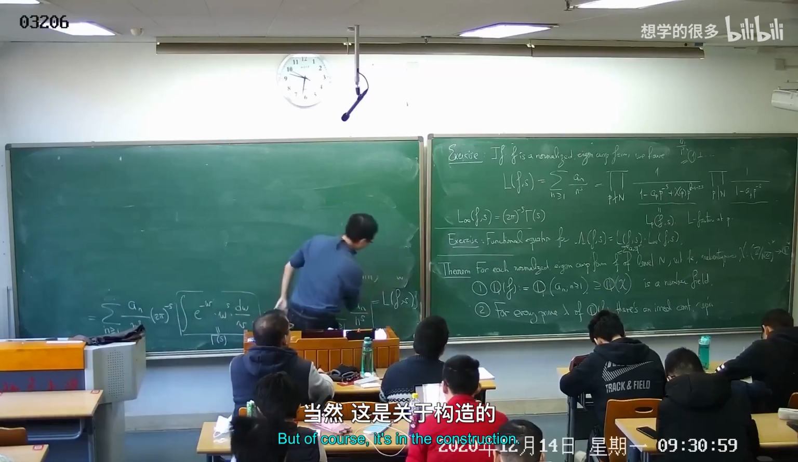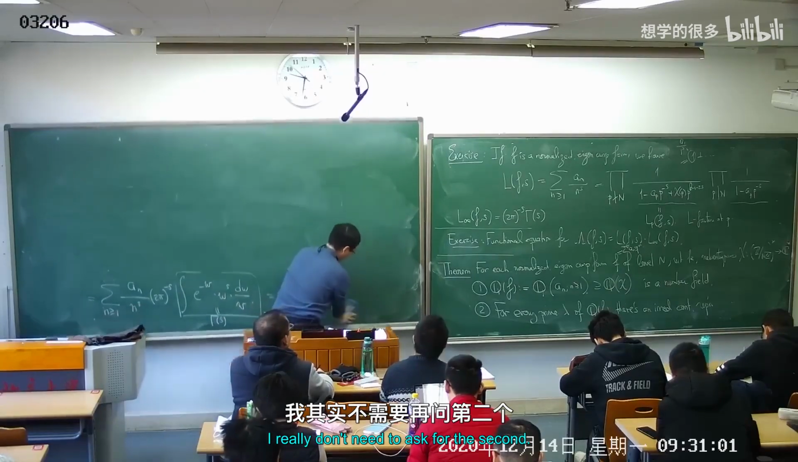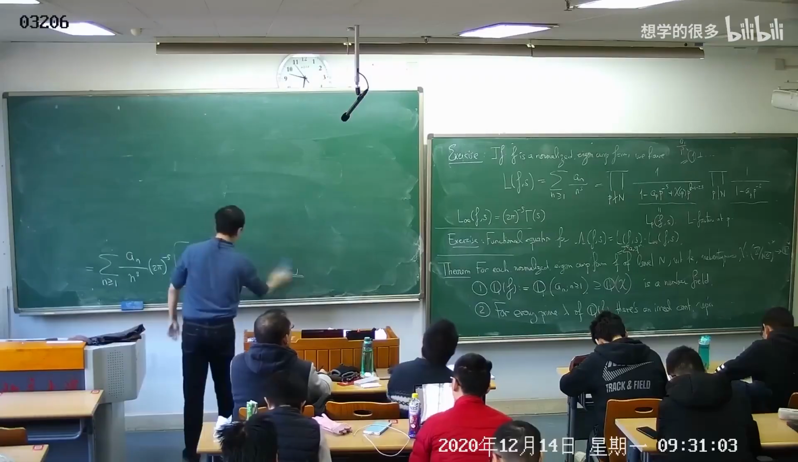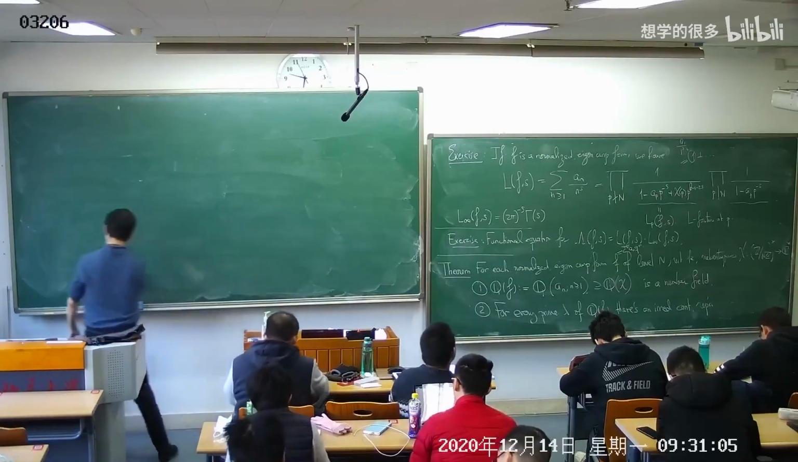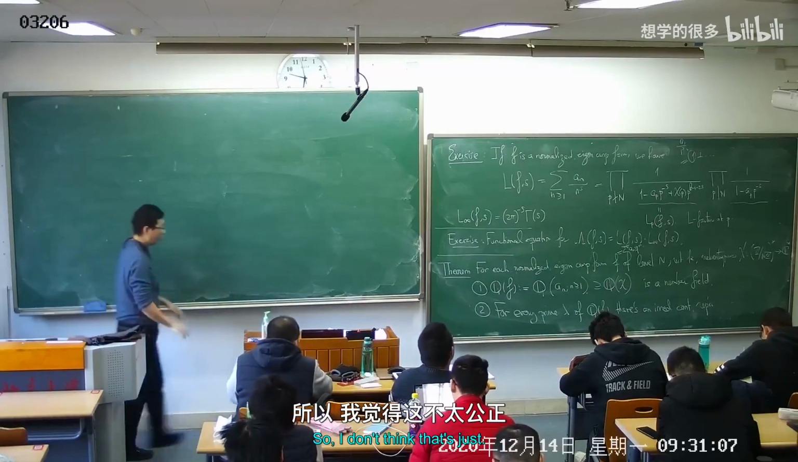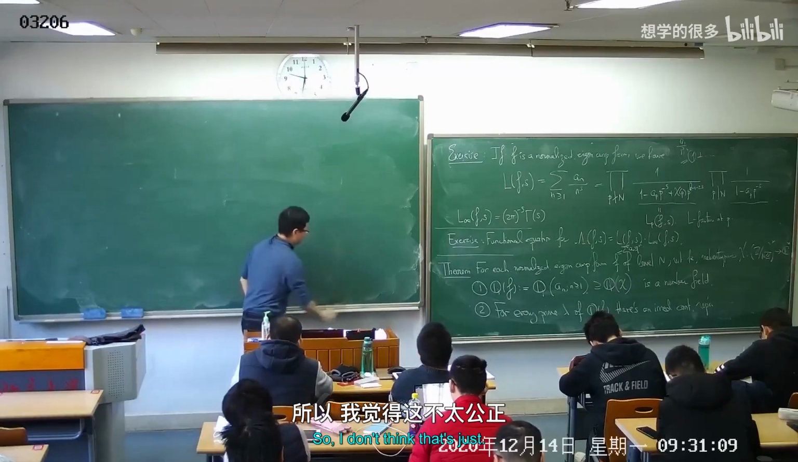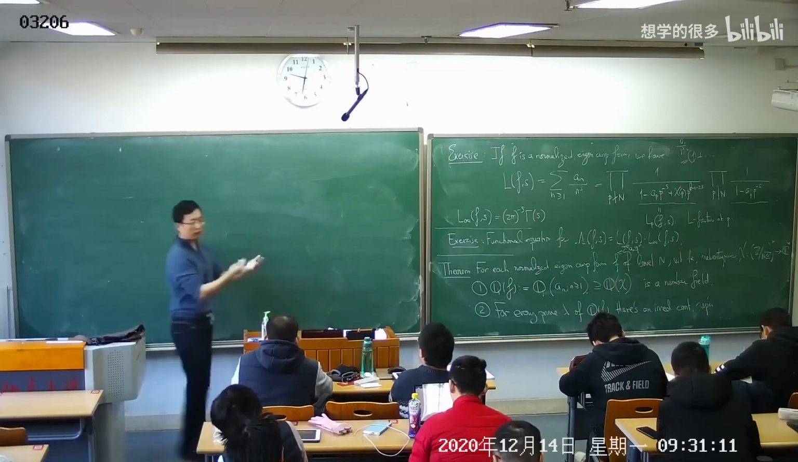But of course, in the construction, I really don't need F to be an eigenform. In fact, I don't need F to be an eigenform. It's already there. It's always there.